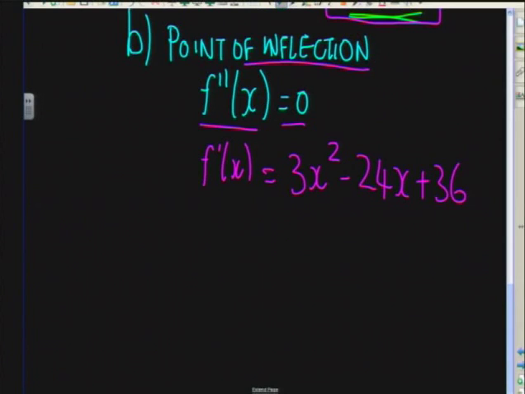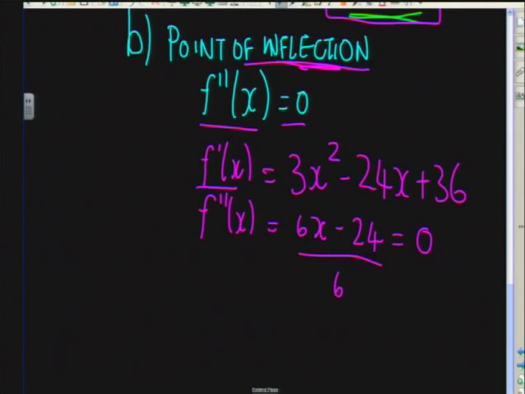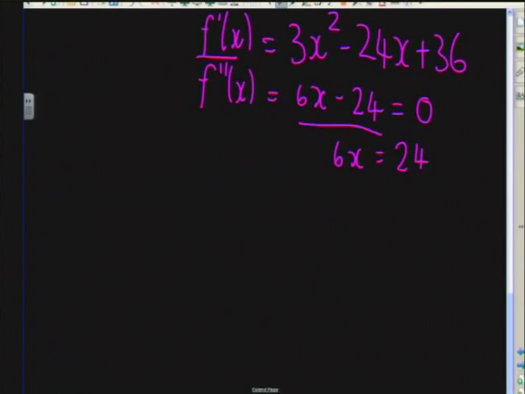All right, so it was 3x squared minus 24x plus 36. We then derive that once more to get the second derivative, and we get 6x minus 24. We need the point of inflection, so we need to equate that to 0 and solve for x. Remember, your second derivative equal to 0 gives you your point of inflection. Divide through by the 6, so I get x is equal to 4.